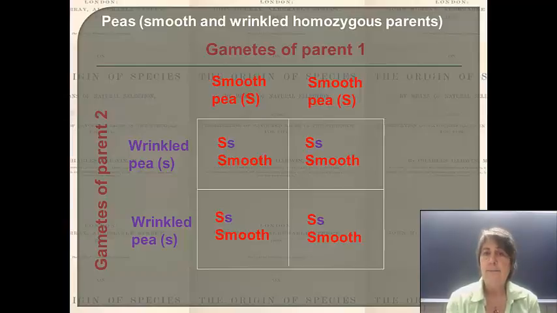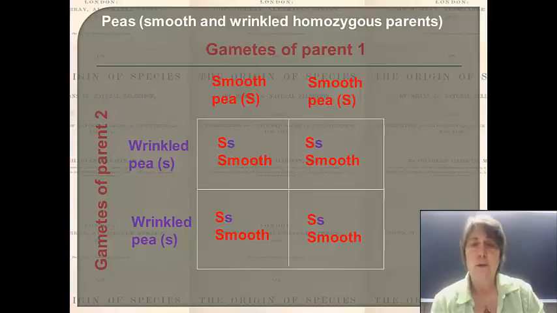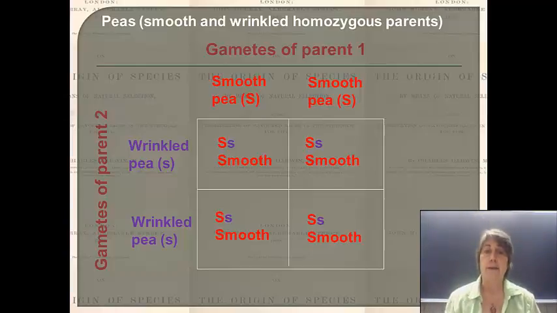And what that means is that all 4 of the potential offspring from this cross are going to be heterozygotes. They're going to have one copy of each allele, and because big S is dominant to little s, 100% of the offspring will be smooth. And this explains one of the patterns that Mendel saw.